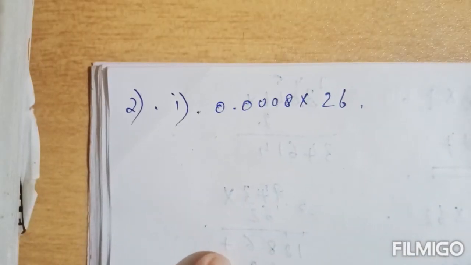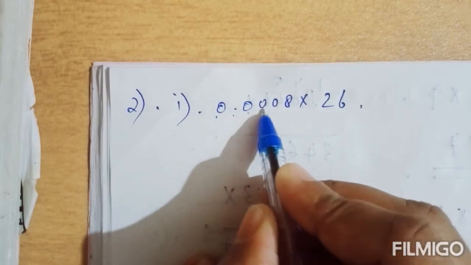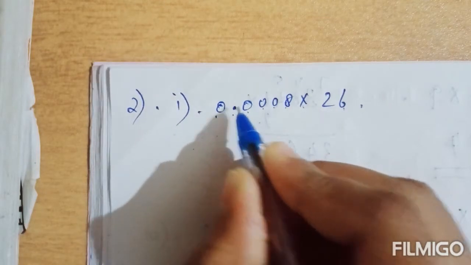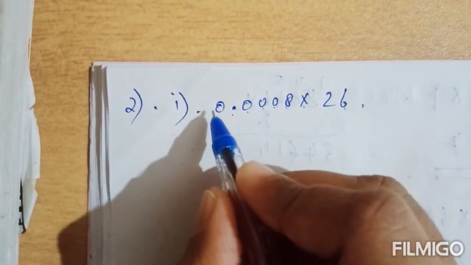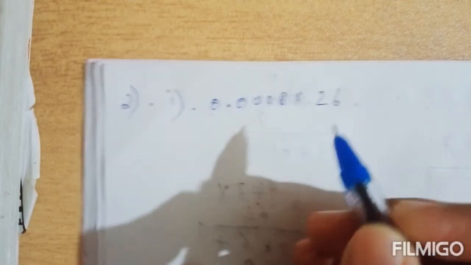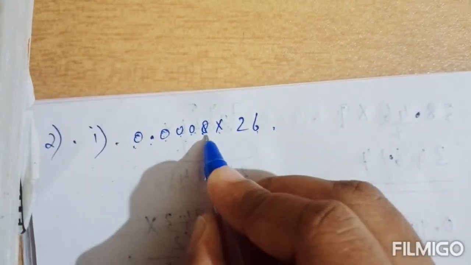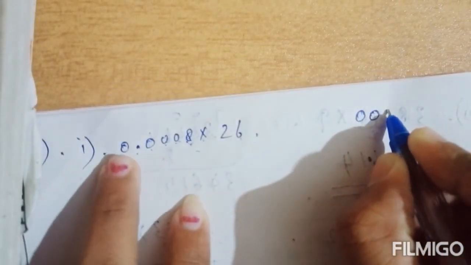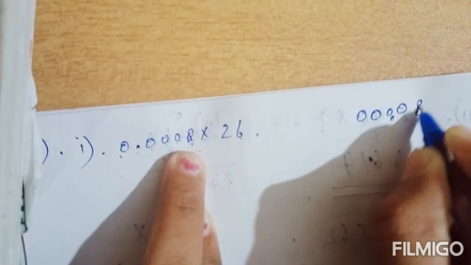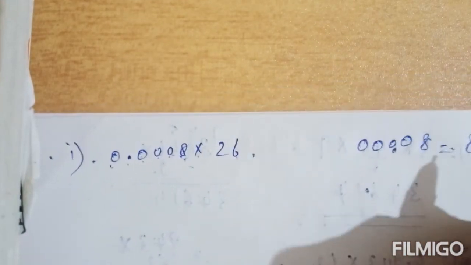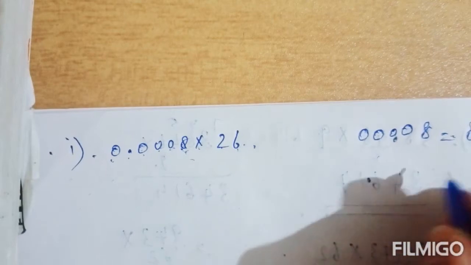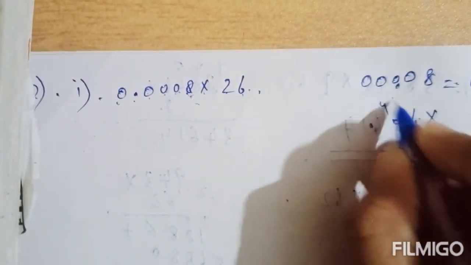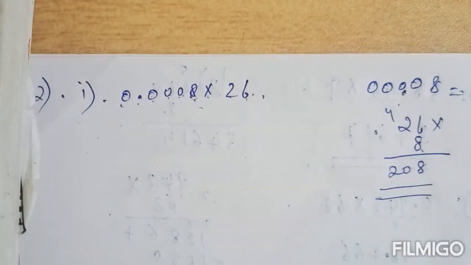Second question, evaluate. In that first one, 0.0008 into 26. So here also you can take the decimal fraction without decimal point. 0.0008 means it is simply 8. Okay, this is actually without decimal point, it will be 0, 0, 0, then 3 zeros and 1 8. That means it is 8. Okay. 8 into 26 you can find first. 26 into 8. 48. It is 208.